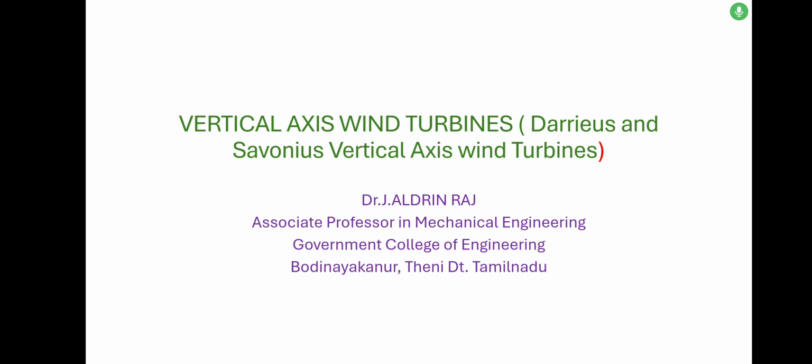Good evening. In this video, vertical axis wind turbines are going to be discussed. There are two types of vertical axis wind turbines, the Darrieus wind turbine and the Savonius vertical axis wind turbine. Darrieus wind turbines are hemispherical in shape, that is, bow shaped, and Savonius vertical axis wind turbines are drum shaped, half-drum shaped turbines.